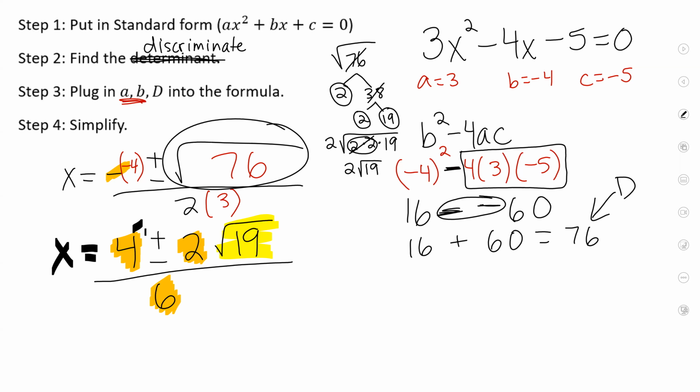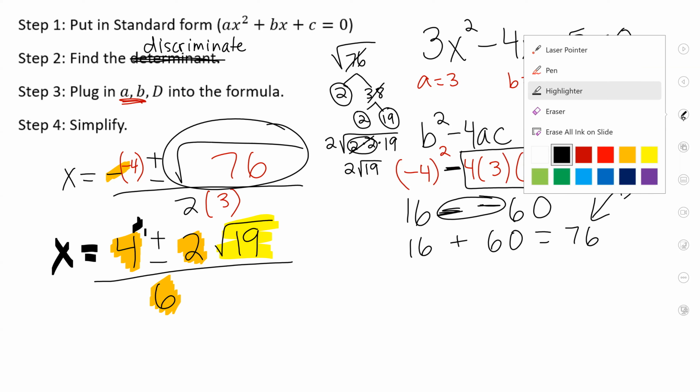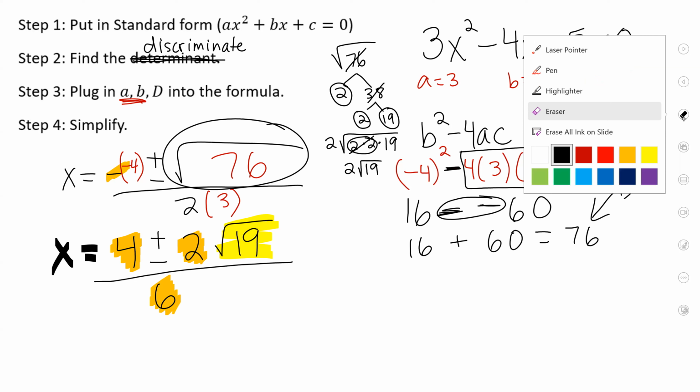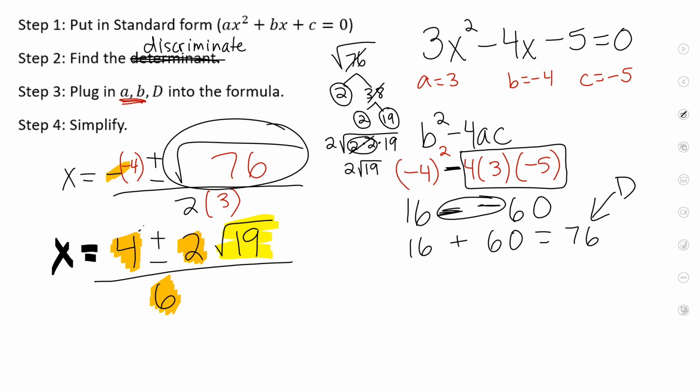Okay, let's continue simplifying. 4 divided by 2 is what? Okay, so let's write this as 2 plus or minus. What's 2 divided by 2? 1. Okay, so it'll just be square root of 19. If you want to, you can put a 1 there. I'm not going to.